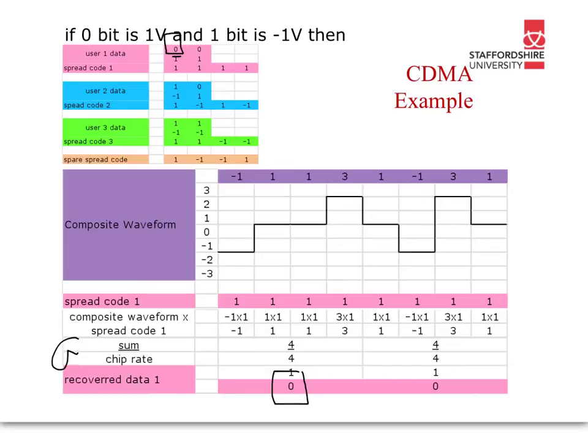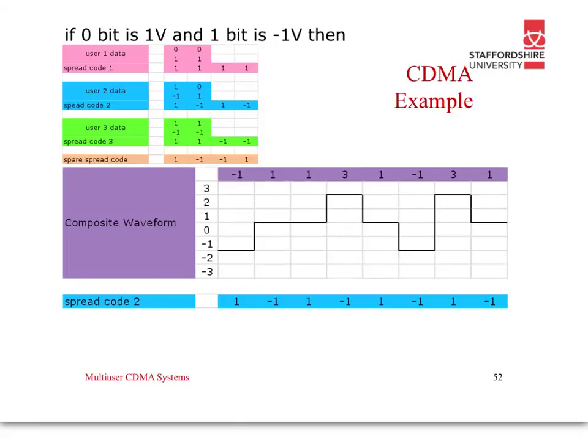Same thing again for the second bit. 1 minus 1 is 0. Plus 3 is 3. Plus 1 is 4. 4 over 4 is a 1. 1 equates to a 0. And 0 was in fact transmitted. So we've recovered the user 1 data successfully. Well done. So if we're in possession of spreading code 2 and we receive the composite waveform Y, then we obviously do the same procedure again.